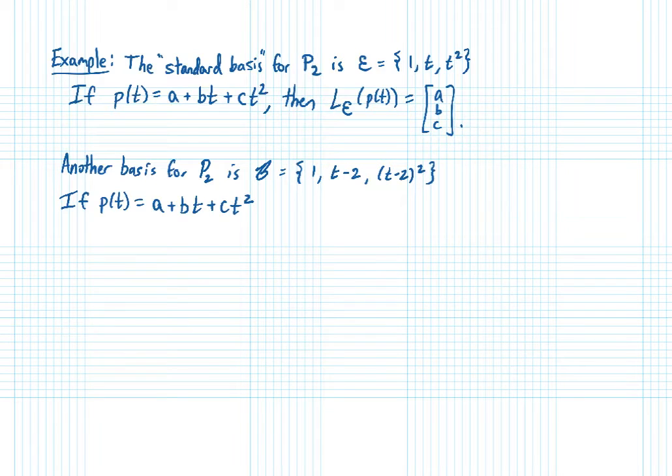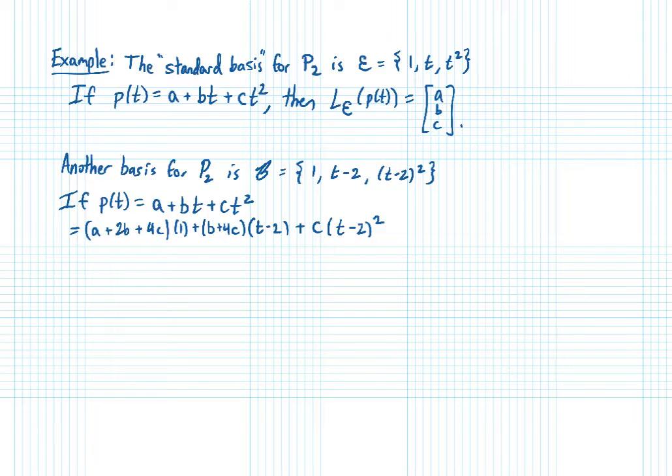So now let's look at what happens when you apply the coordinate transformation for this basis to the polynomial a plus bt plus ct squared. Well, now the problem is that we don't have an expression that's in terms of linear combinations of the basis elements. So we can't just immediately see what the output of the coordinate transformation would be. But with a little bit of algebra, we can figure it out.